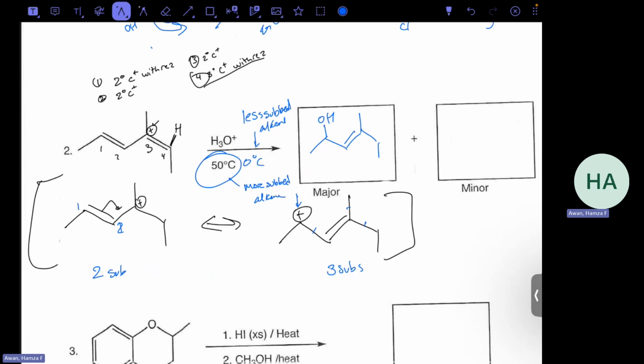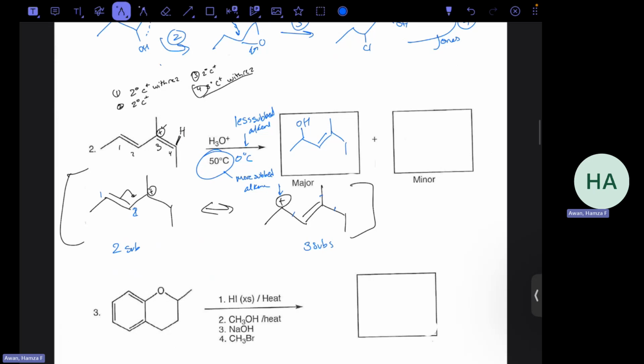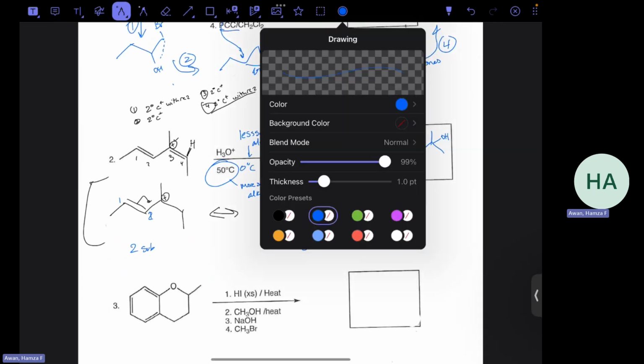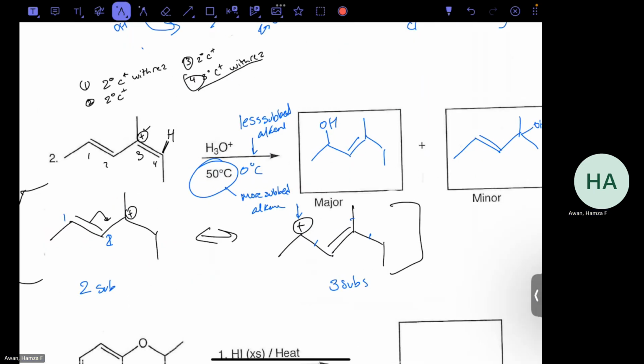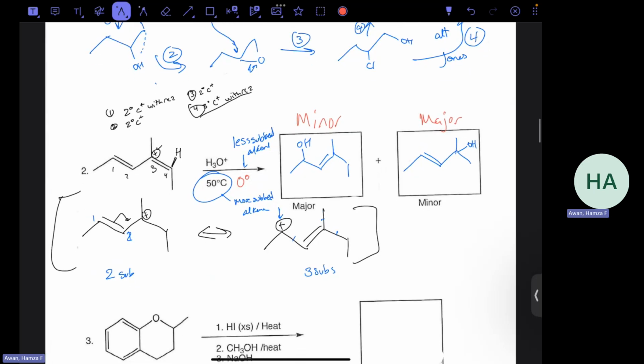And our minor contributor is going to be where this OH is on the tertiary carbocation. So if we just redraw that, and then we put our OH, these would be our major and minor. If it said 0 degrees Celsius, I'll rewrite that in. So 0 degrees Celsius, this would just make this minor and major, because we want the major to have less subs and the minor to have more subs if it was 0 degrees Celsius. Any questions on that? How I got to that answer?